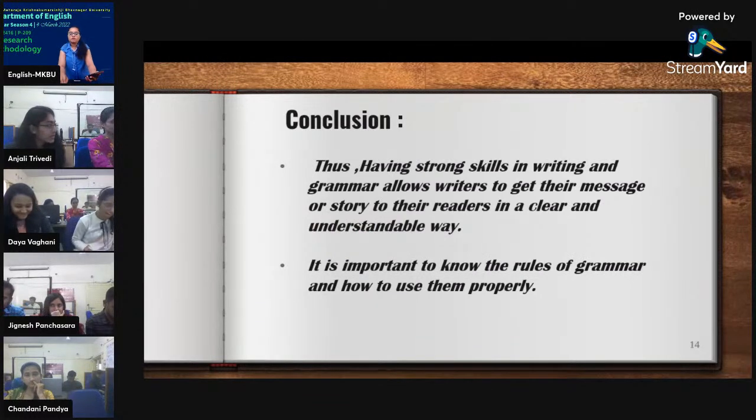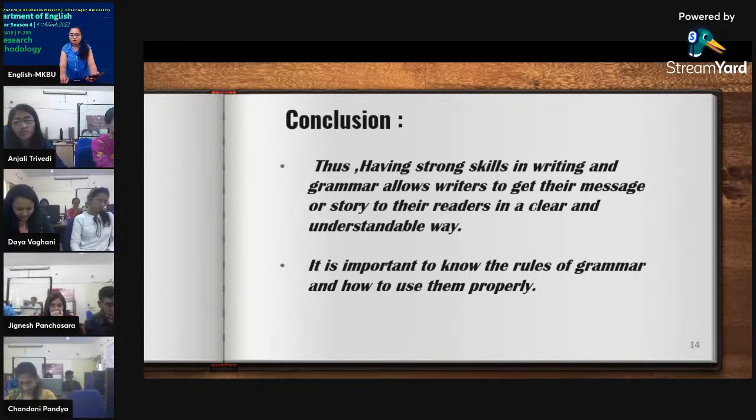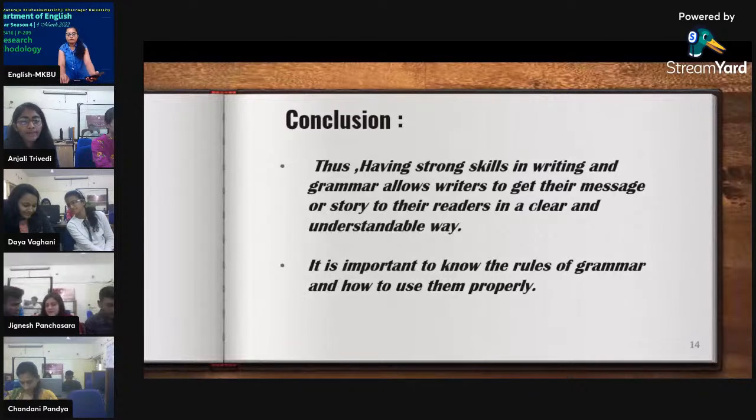And for the concluding point, thus having strong skills in writing and grammar allows writers to get their message or story to their readers in a clear and understandable way. And it is important to know the rules of grammar and how to use them properly.